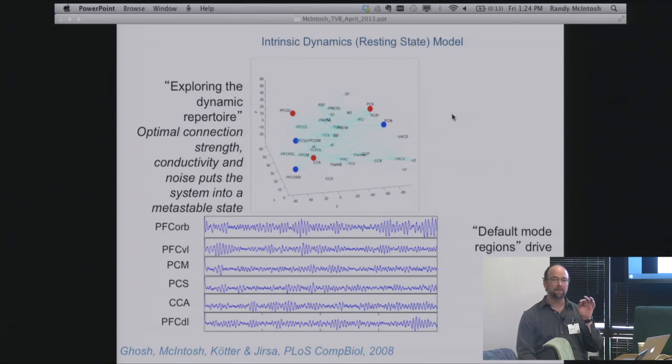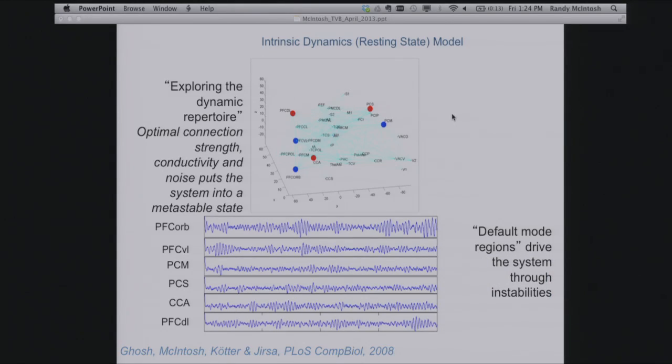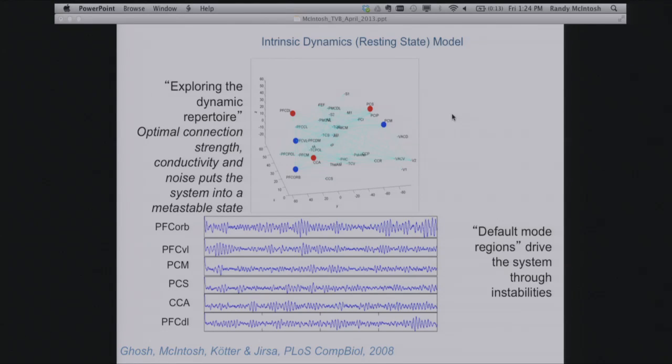It's kind of interesting because when you start doing these games with the noise, once it gets to the unstable part of the system, it goes into what's called the metastable state. A metastable state is basically when the system has multiple configurations it can take at any given point in time, multiple attractor landscapes, to use the vernacular of nonlinear dynamical systems. And the system seems to explore these possible configurations when it has optimal connection strength, velocity, and importantly, noise.